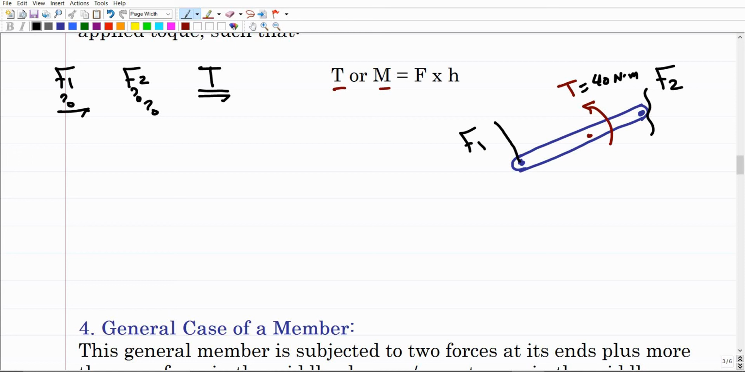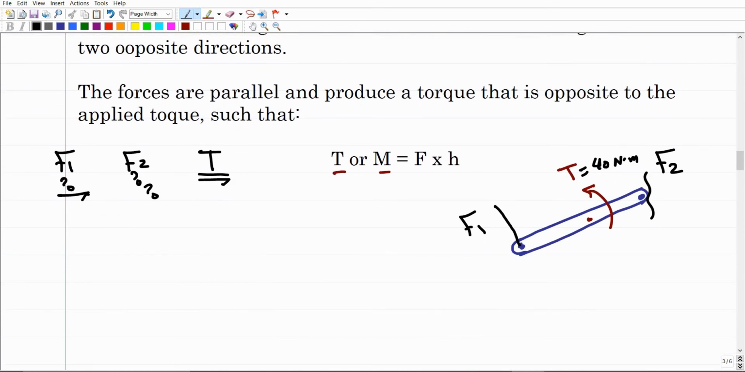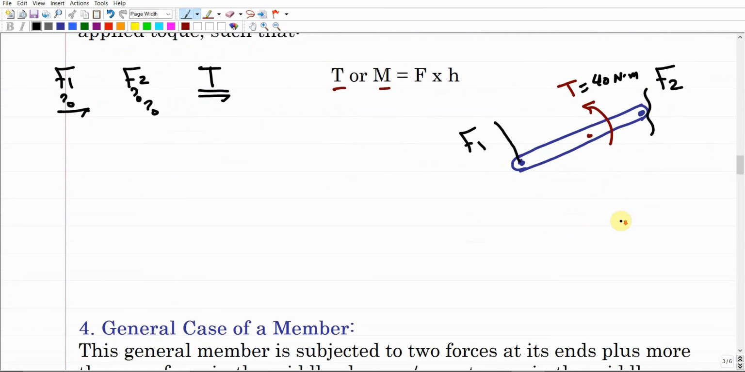So how can we find these unknowns? It is very simple. There is no force polygon that we are going to draw for this case. Like the two force member, we didn't draw any force polygons for the two force member, right? We only drew a force polygon for the three force member. For this one, there is no need to draw any force polygon, but we can do some calculations to come up with F1 and F2.